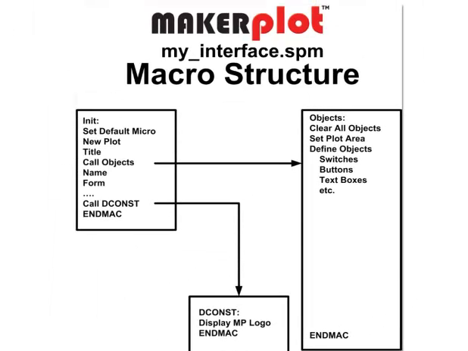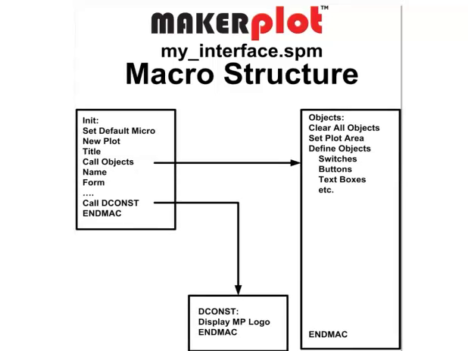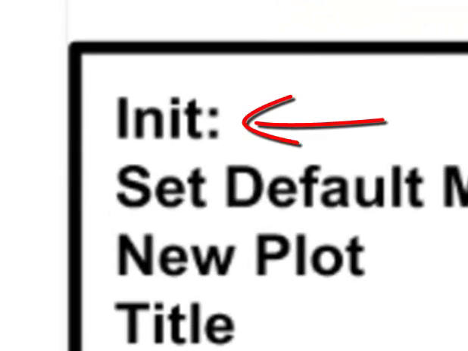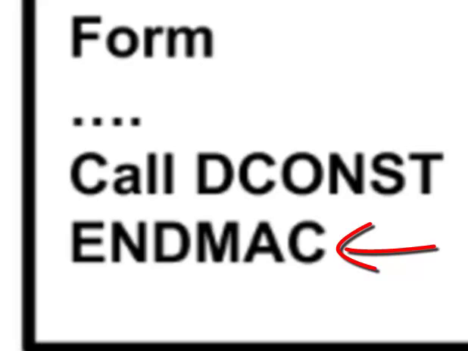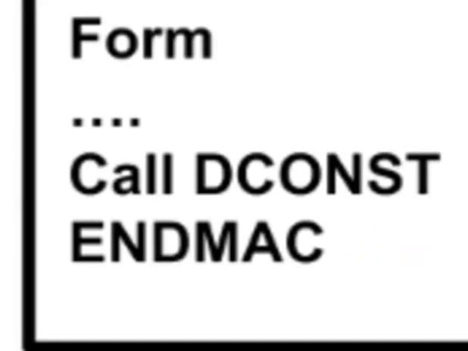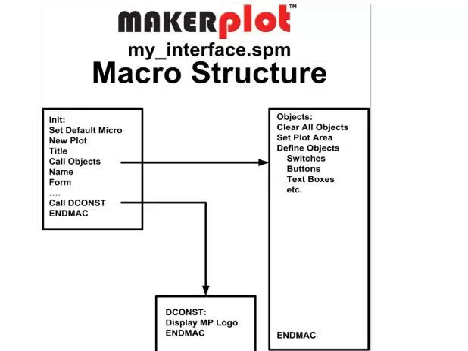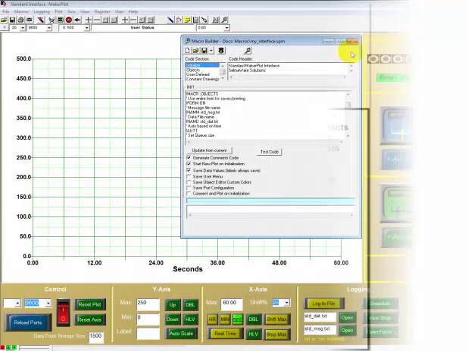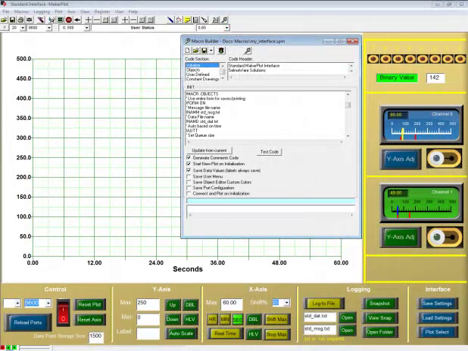The important thing to understand, though, is that each one of these separate macros begins with a label followed by a colon, and it ends with the ENDMAC designation. Now that tells MakerPlot to return to the calling routine or to stop processing instructions if it's the default macro like the init routine is. And again, more on this very soon. There are significant differences in how the macro is actually built, so let's get into that right now.